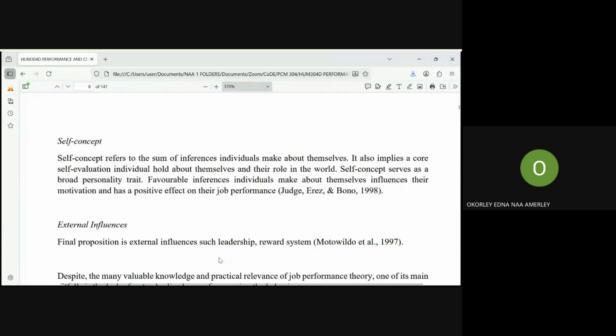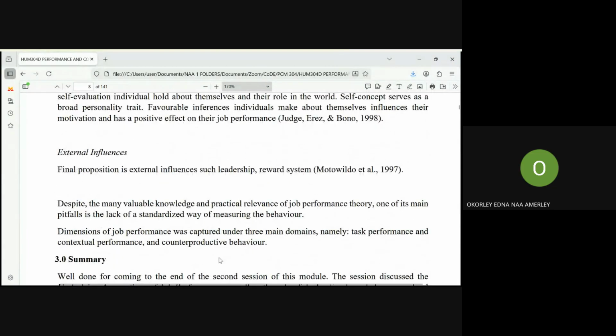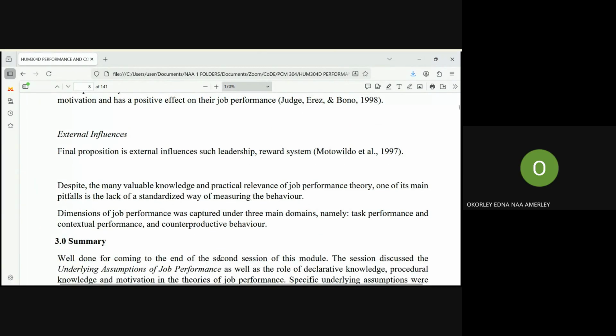And then the fourth one is the self-concept. So self-concept, we are talking about how the person views himself or herself. How does he see himself? Does he see himself as the person who can do, not the one who will say, I can do and is not able to do. And then the external influences. Motowidlo is saying that we want to look at how the systems within the organization affect you to be able to do these things. So what is the external influence? If you are given more money, will it affect you to do your job well? Is it going to affect your final proposition or not? So that is actually what Motowidlo is talking about.